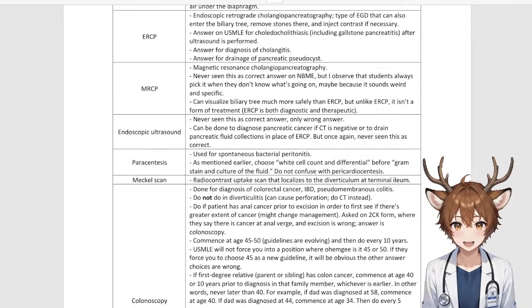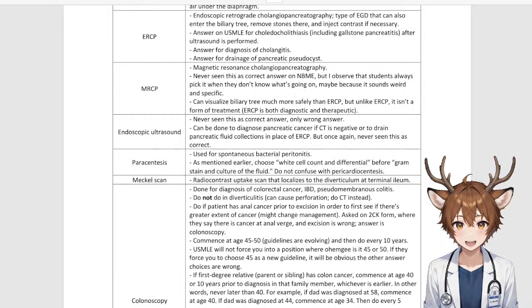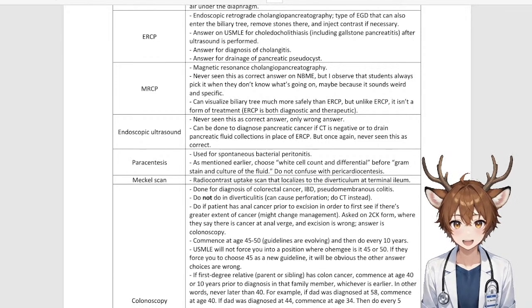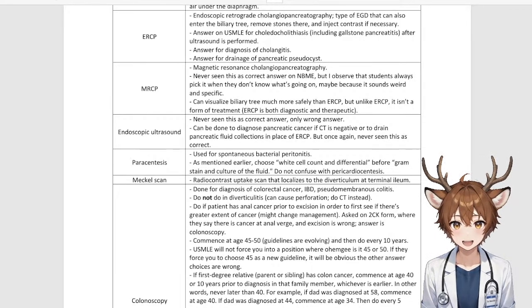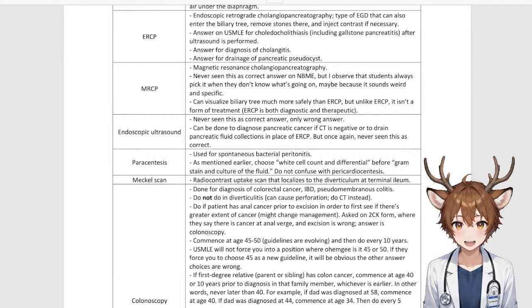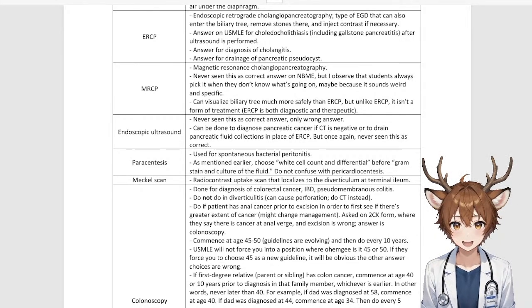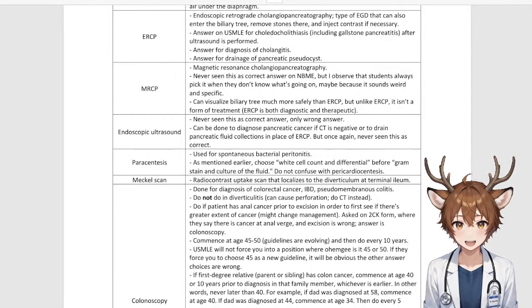ERCP, endoscopic retrograde cholangiopancreatography, is a type of EGD that can also enter the biliary tree, remove stones there, and inject contrast if necessary. It is the answer on USMLE for choledocholithiasis, including gallstone pancreatitis, after ultrasound is performed. Answer for diagnosis of cholangitis. Answer for drainage of pancreatic pseudocyst.